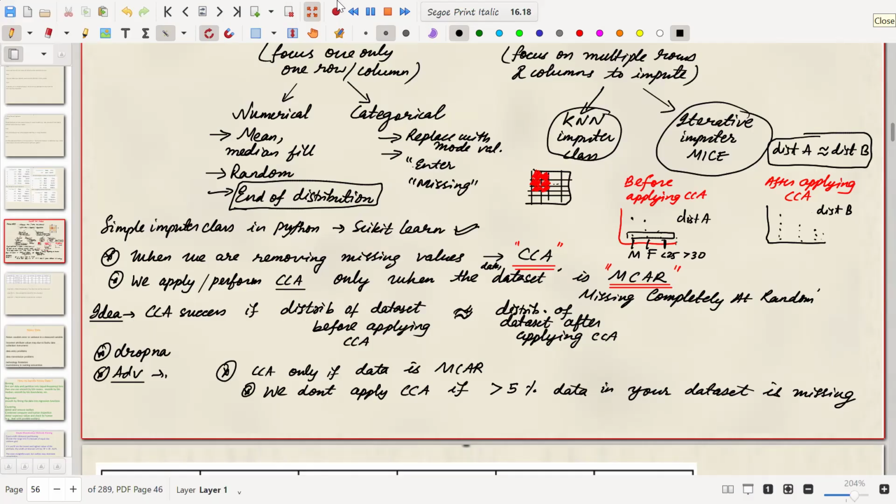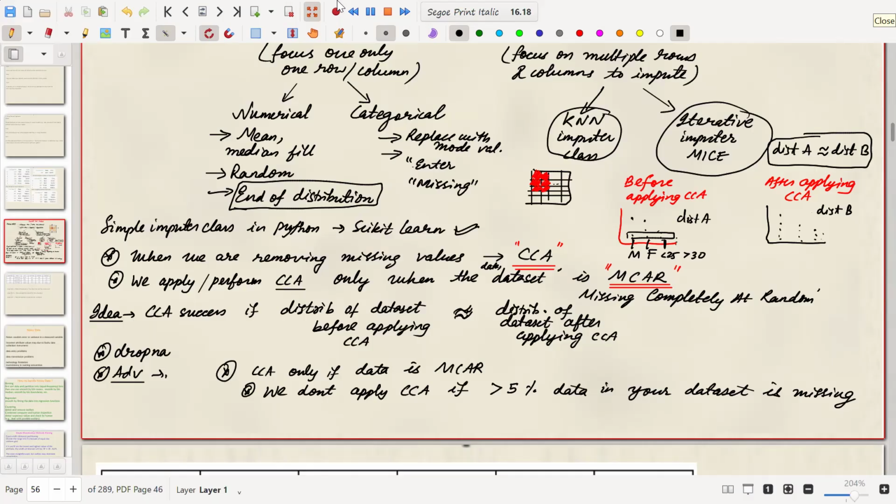In general, the distribution of the dataset should be preserved after applying any kind of method. Then only the original dataset features will be there. If your dataset distribution has changed, then the features of the original dataset have changed, which is not good, right? Do you want the features of your original dataset to change? No, that's not required. That's not desirable.